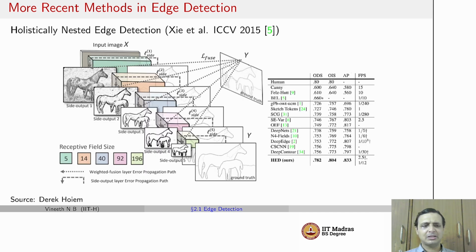Lastly, one more recent method called holistically nested edge detection. This is actually a deep learning based method. While we have not covered those topics yet at this time, I hope that some of you have the background in deep learning.